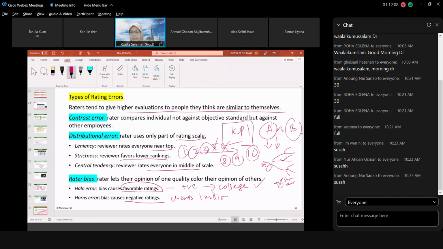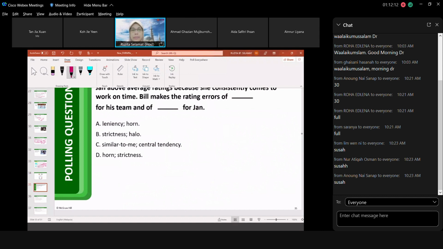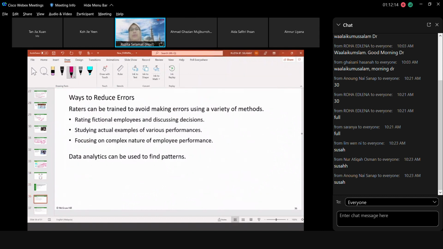Okay. Alright guys, let's move on to cara untuk mengurangkan errors. Of course lah, ada banyak cara. Managers, raters ni can be trained.